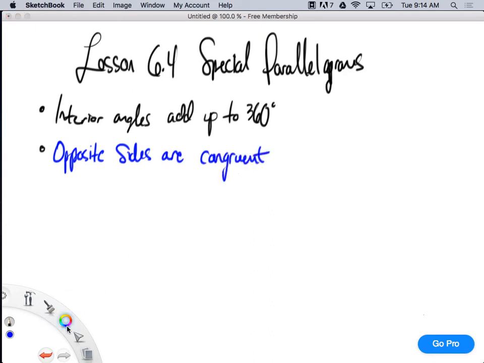What else do we know? What do we know about the opposite sides? Think about the name, parallelogram. What do I know about opposite sides in a parallelogram? Yeah, opposite sides are parallel.